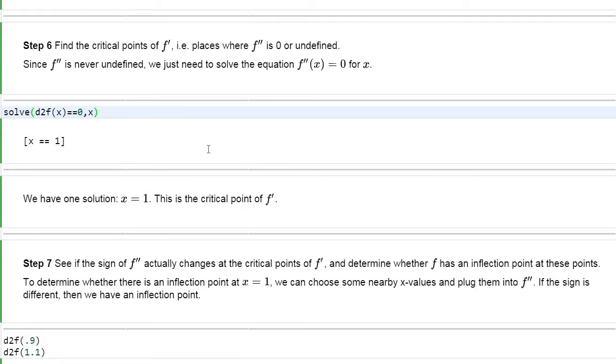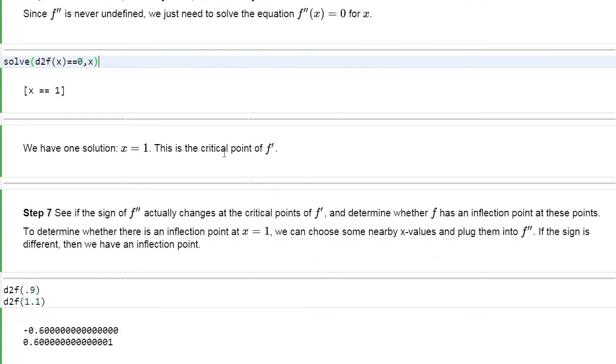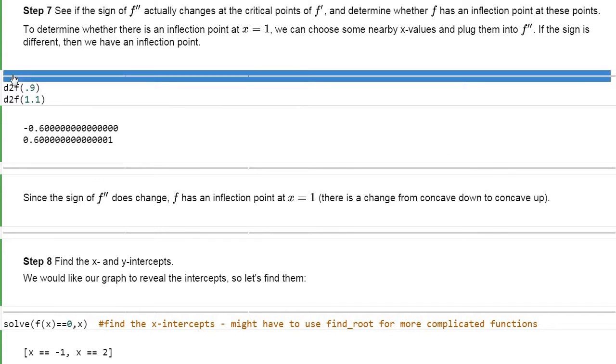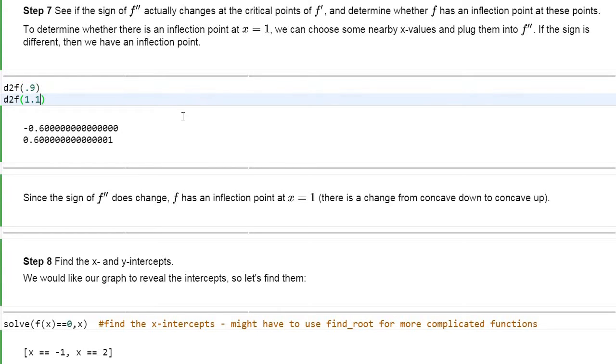To see if it's an actual inflection point, I'm going to check and see if the sign of f double prime actually changes at x equals 1. So I took something to the left of 1, I took something to the right of 1, I fed that into f double prime, and the sign did change from negative to positive. So there is an inflection point there, changing from concave down to concave up.